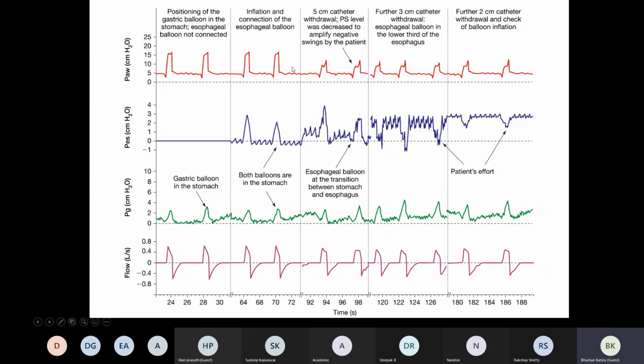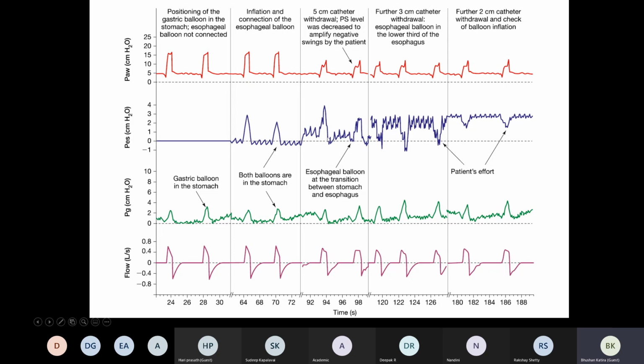What does this mean? That this is actually probably deep, because when you're giving positive pressure and things are going up, both of them, which means both of them are probably inside the stomach. So you say, okay, let us just try to pull this out. In this example, 5 centimeters of catheter withdrawal was done, and the patient was allowed to breathe spontaneously. Pressure support level was decreased. This was to amplify the negative swings of the patient. So the patient will breathe harder.